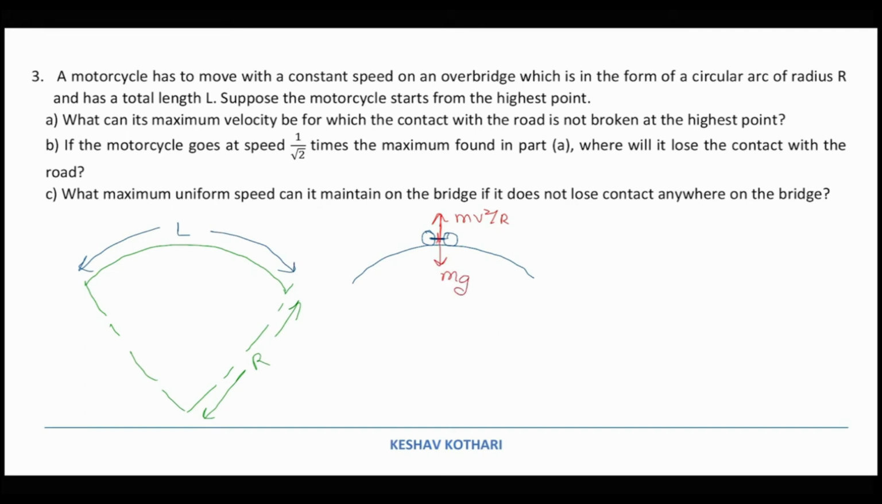So if we wish to calculate for the contact not broken, then I can say the normal reaction just becomes 0, or I can say that mv square by r is balanced by mg, and from here we obtain v is equal to root over rg. So this is going to be my answer for the first part.